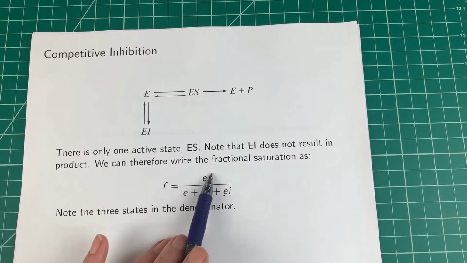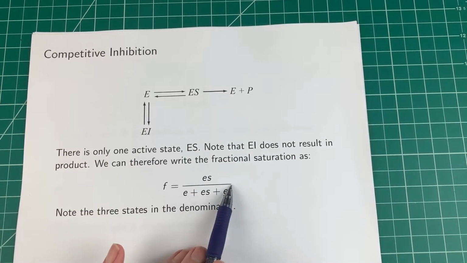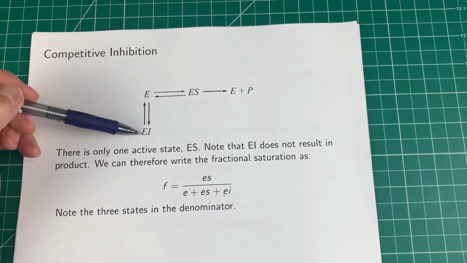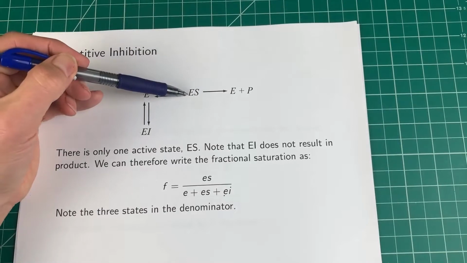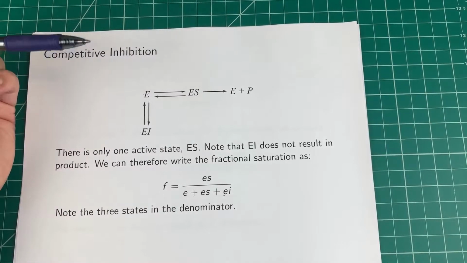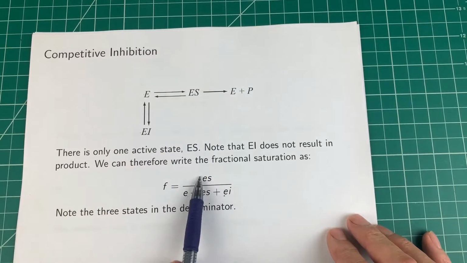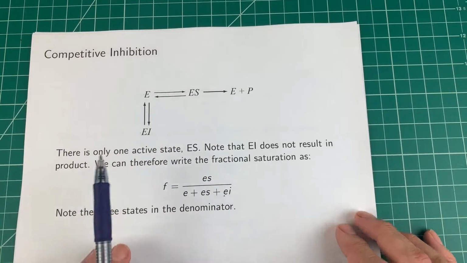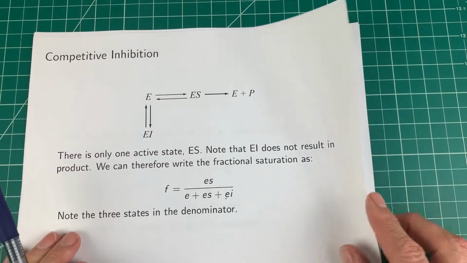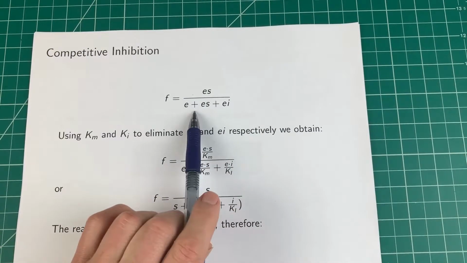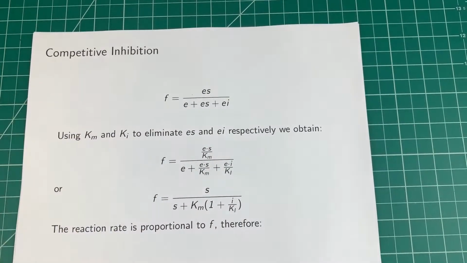In the numerator, I'll put ES. And in the denominator, I'll put all the states. And there are 3 states: free enzyme, enzyme inhibitor complex, and enzyme substrate complex. Okay, so this is the fraction of all 3 states that's in active form. All right, and it's the active form, of course, that produces the reaction rate. Okay, so here I've got the fractional saturation again.